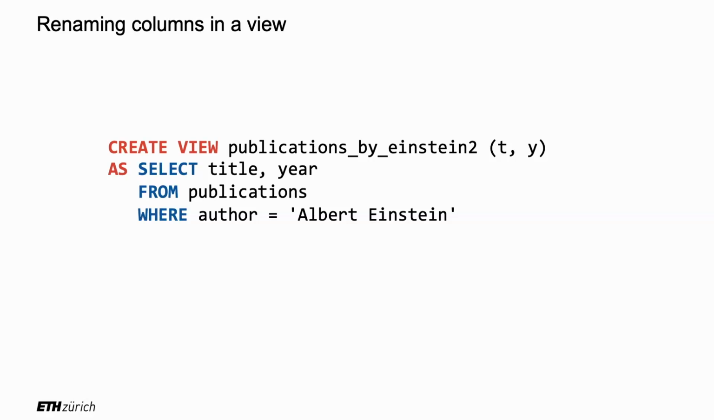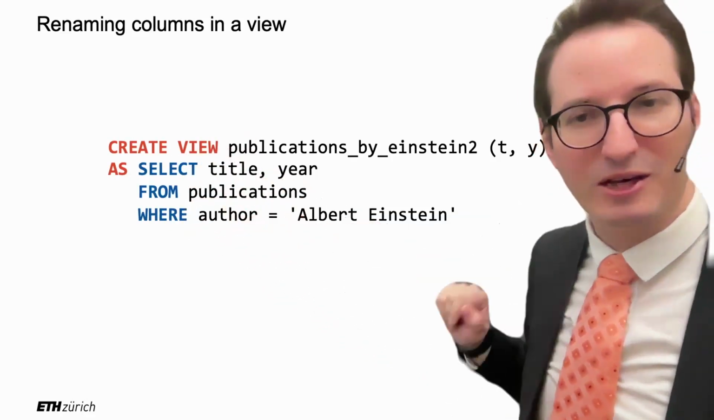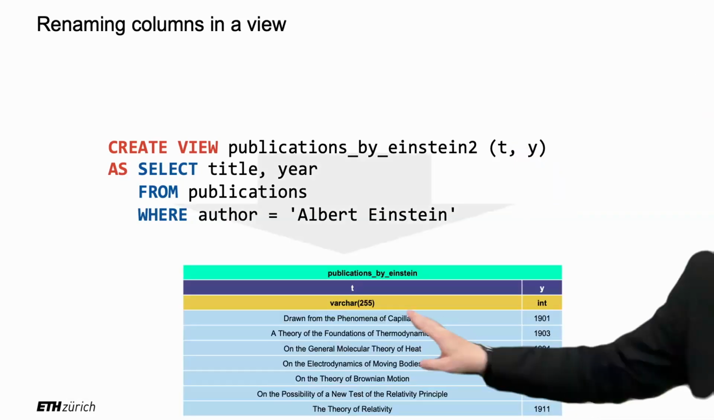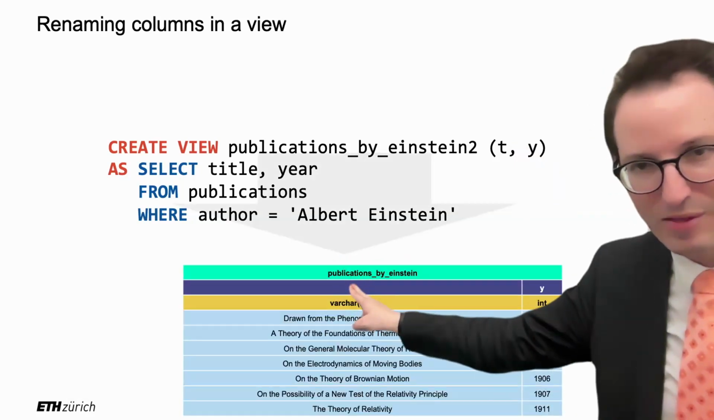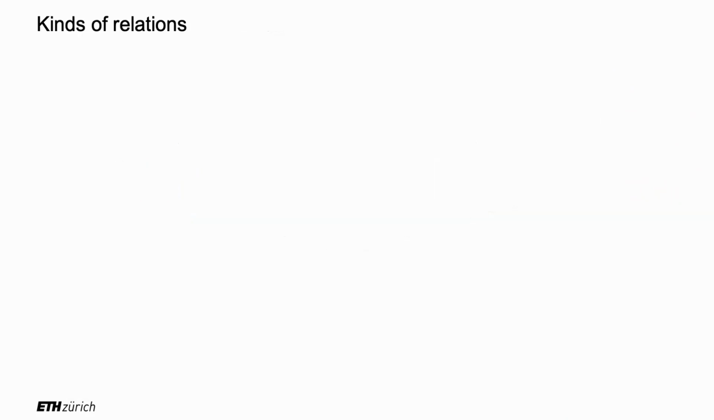What you can also do in a view, if you don't like the column names, which would be those of the original table, you can rename them. You could, for example, say that you want the projection to title and year of the publications by Einstein, and then you just say, I call it T and Y, and then you create a view that has T and Y as the column names, so that you can also adapt in the view.